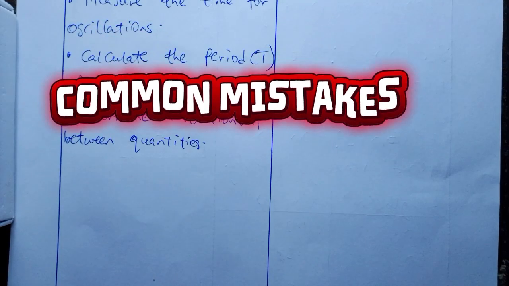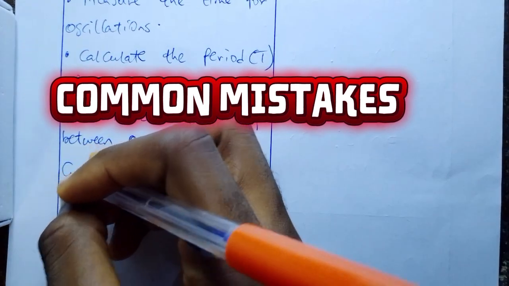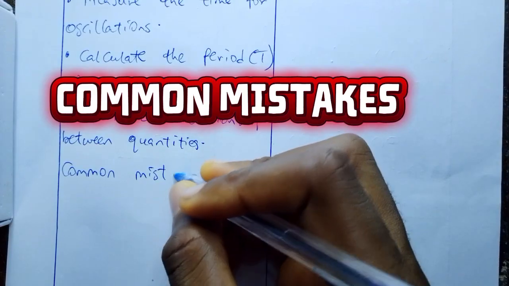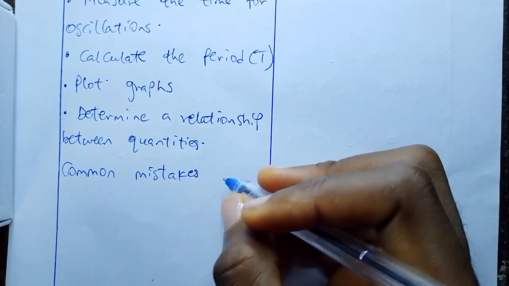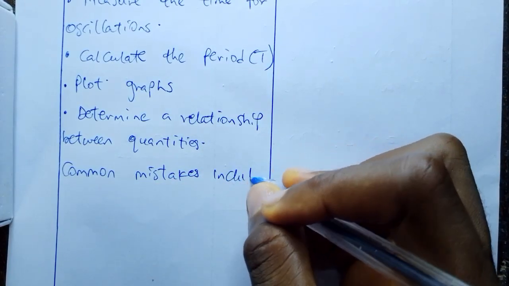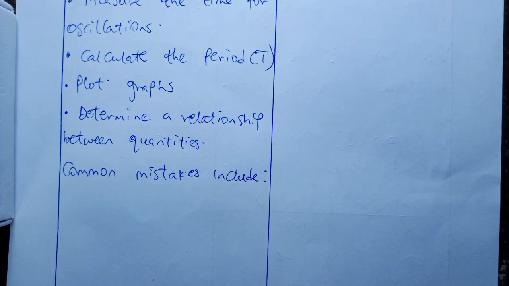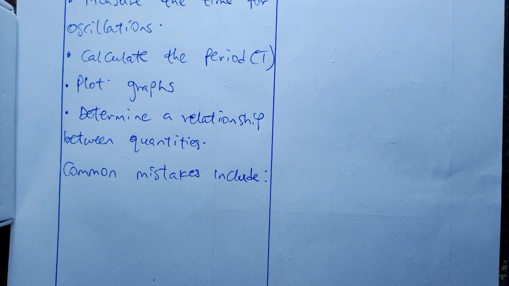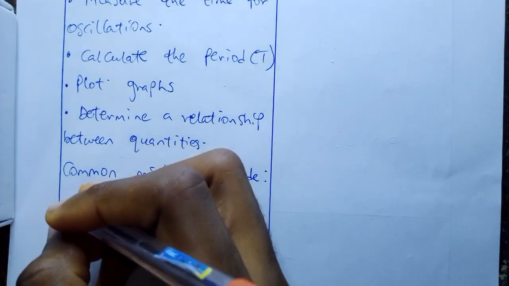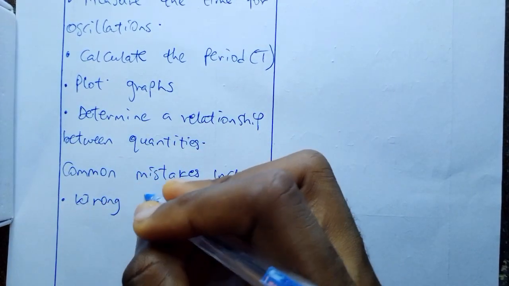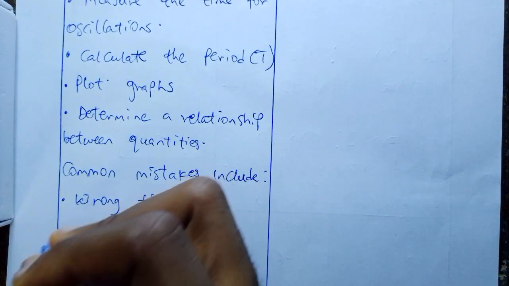Let's get to it. So now, common mistakes include wrong timing. In a pendulum experiment, you'll be given a timer. So if your timing is wrong, you won't get correct values.